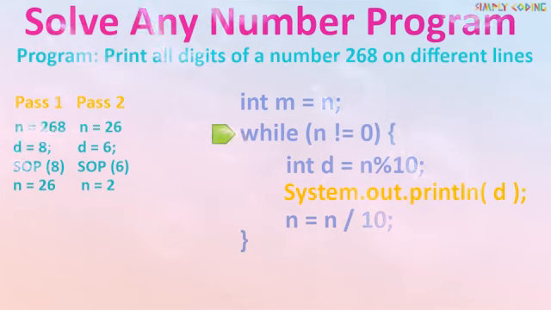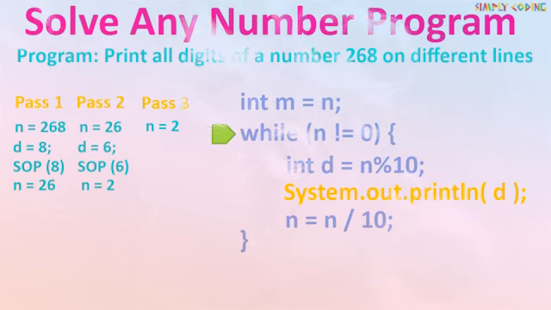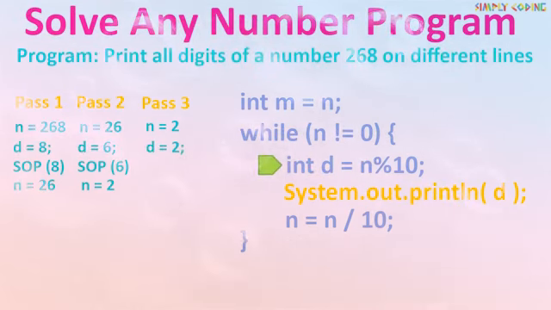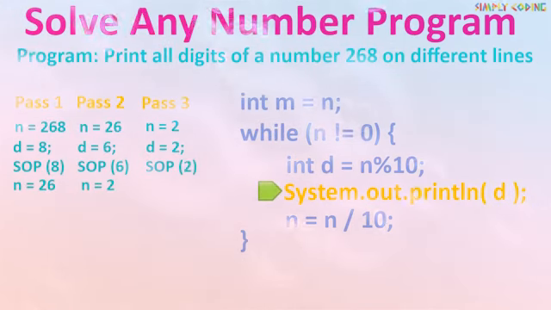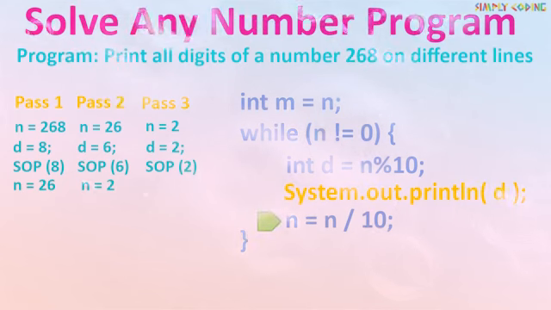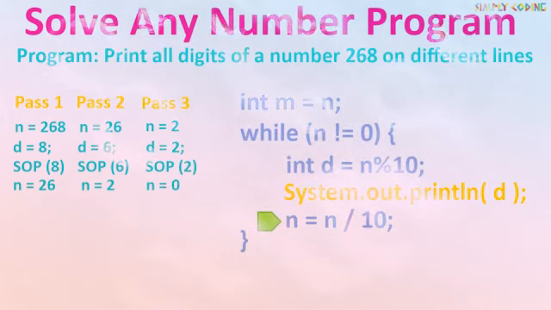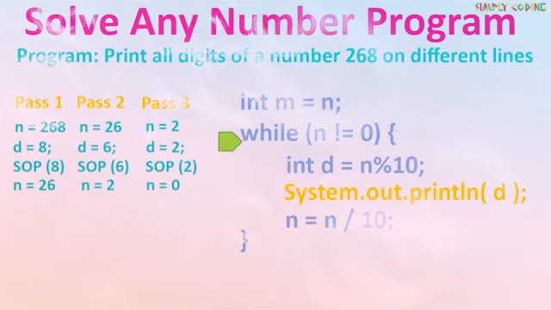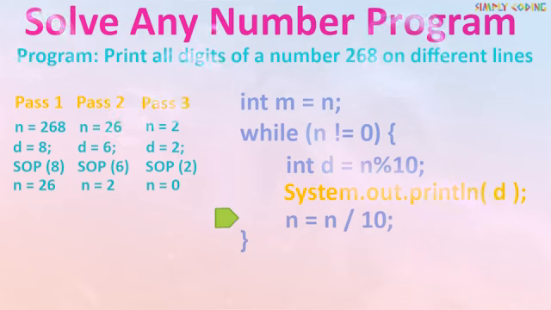Coming back to the while loop, it will again check if N is 0. It is not, so it will enter the loop for the third pass. It will use % to extract 2 in D and print it. Then it will use division to cut out 2. Now we have 0 remaining in N. Now when it goes back and checks the while loop, since N is 0, it will come out of the loop and our program is finished.